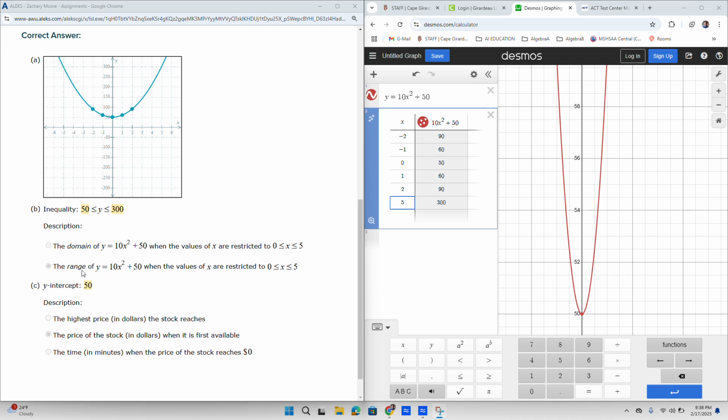And then for the description part, this is your range of y equals 10x squared plus 50 when your values of x are restricted to 0 is less than or equal to x is less than or equal to 5. And then when you're describing that y-intercept, right here at 50, that's the price of the stock in dollars when first available. It's obviously not the highest price because the highest price goes way up here, keeps on going. And then it's not the time in minutes when the price stock reaches $0 because it's at $50.